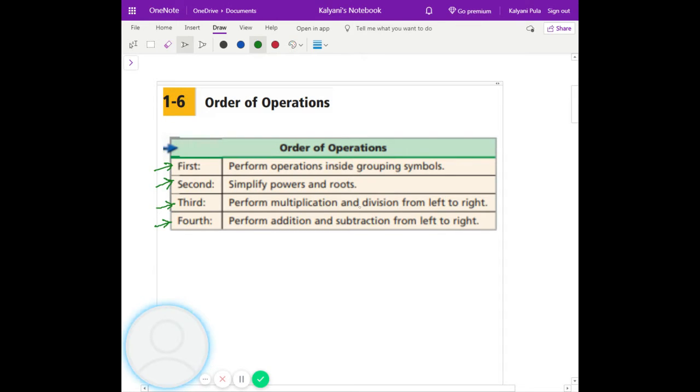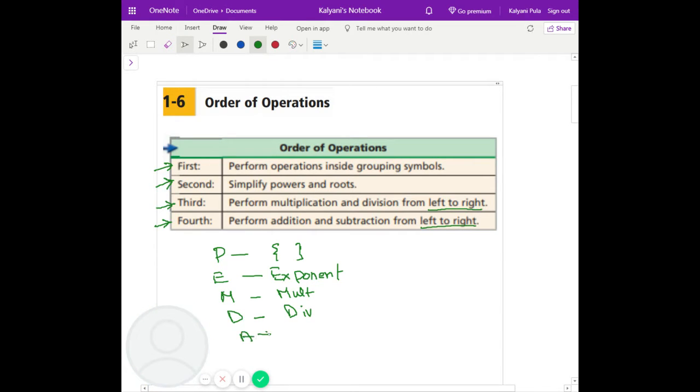Perform multiplication and division from left to right. Fourth is perform addition and subtraction from left to right. Okay, so when you look at this one, probably you already learned it. PEMDAS. P means parenthesis, E is the exponent, and multiply, divide, add, subtract.